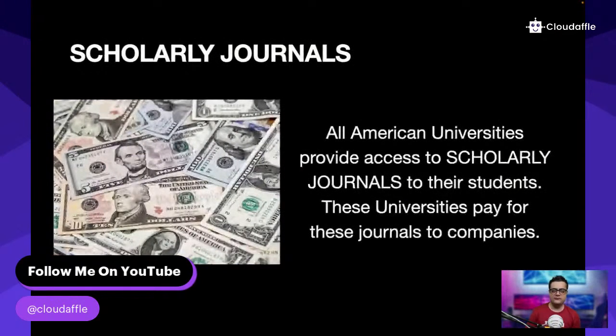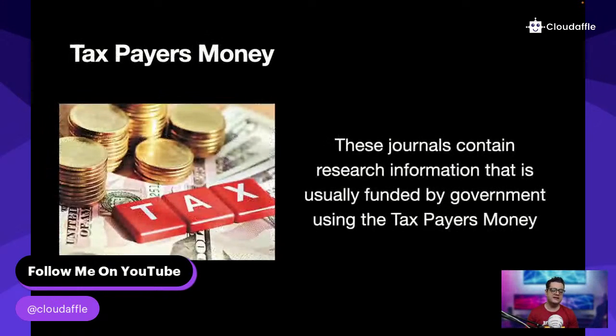So Aaron's main focus was on scholarly journals. All American universities provide scholarly journals to their students. These universities pay for these journals to certain companies. Now, these journals are basically research papers. This is the research done in science, which is usually funded by the university or through government grants. And ideally, this is taxpayers' money.